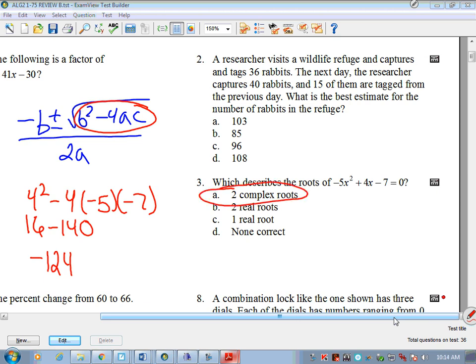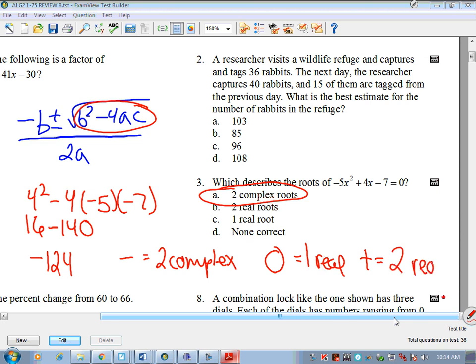All right, and because we're here, and because this may not be the question on the test, all right, a negative value is going to equal 2 complex. What if it was 0? What does a 0 answer equal? 1 real. Okay, 1 real solution. And a positive answer not equal to 0 is going to be what? 2 real. Could be a decimal, could be a fraction, but they will be real. Okay? So a negative answer will give me 2 complex, 0 will give me 1 real answer, a positive answer will give me 2 real answers. Okay, that's something that you need to remember.